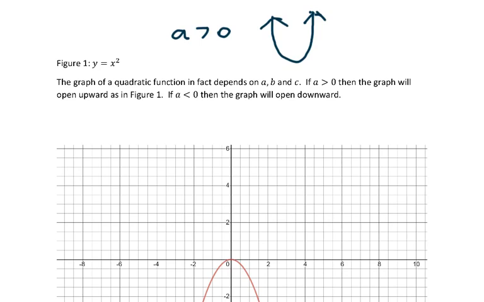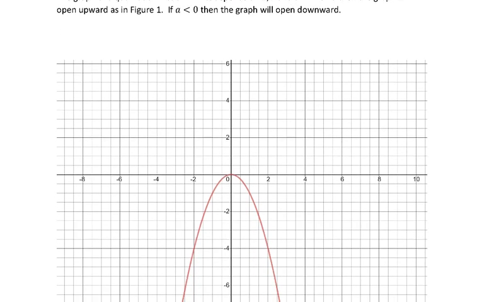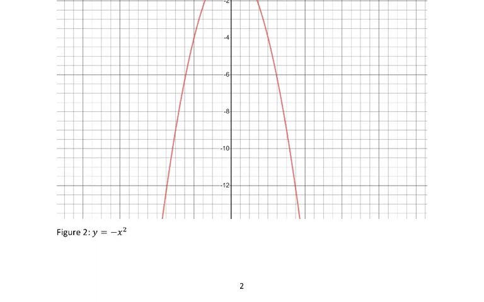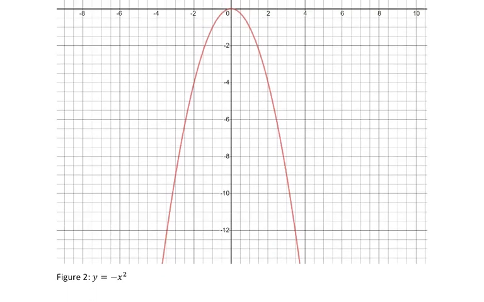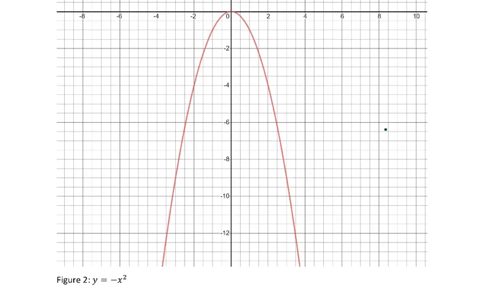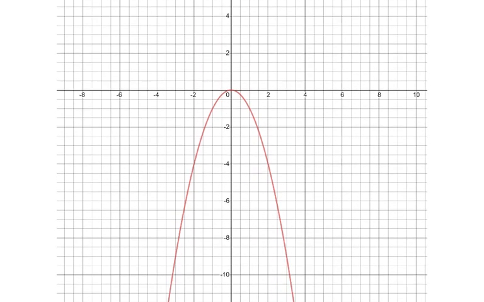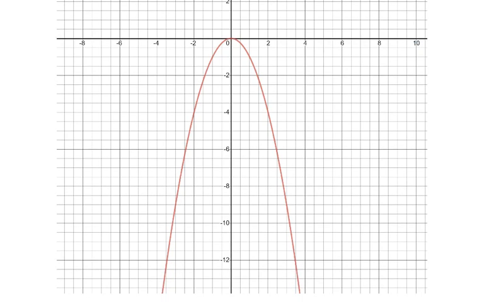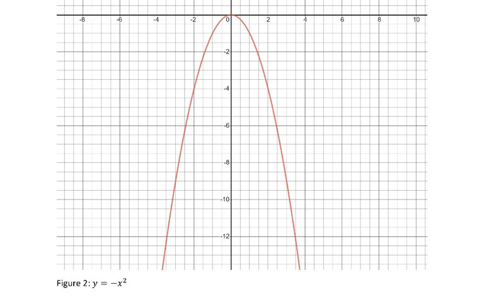You could have the case when a is negative. In particular, in this graph here, we have y equals negative x squared. You can see that this graph is opening downward. The domain is the same, but because it's opening downward, you could probably guess that the range is going to be different.